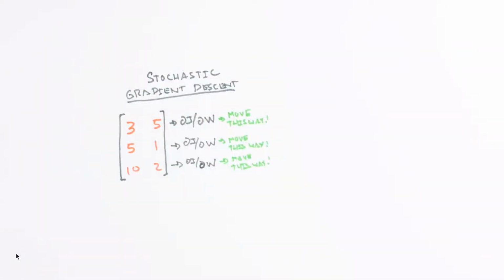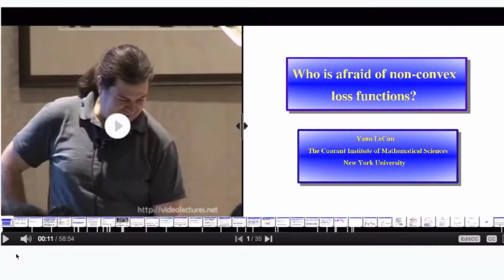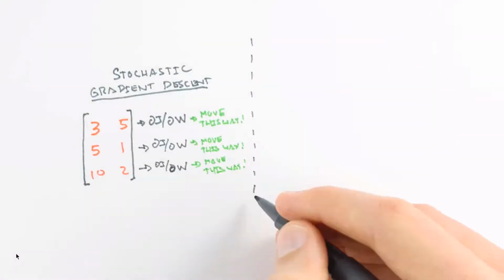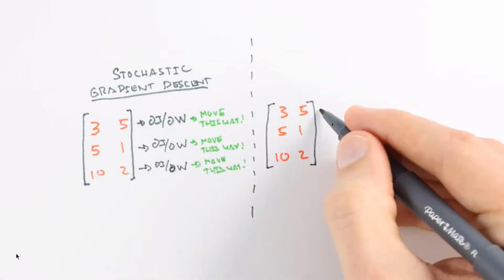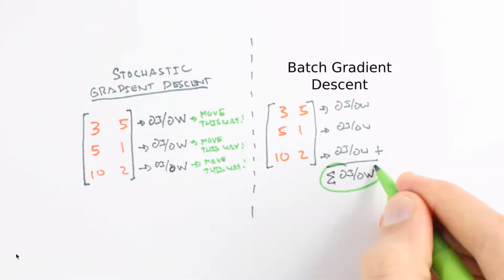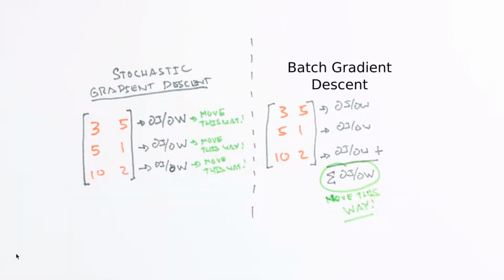So maybe we shouldn't be afraid of non-convex loss functions, as neural network wizard Yann LeCun says in his excellent talk, Who is Afraid of Non-Convex Loss Functions? The details of gradient descent are a deep topic for another day. For now, we're going to do our gradient descent batch style, where we use all our examples at once. And the way we've set up our cost function will keep things nice and convex.